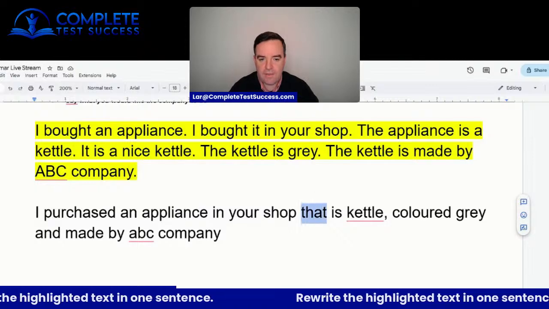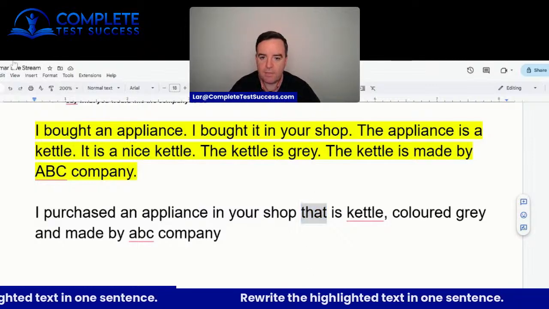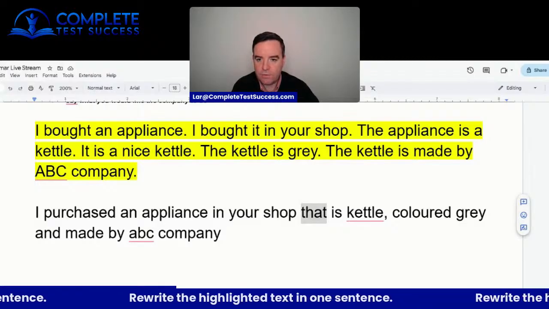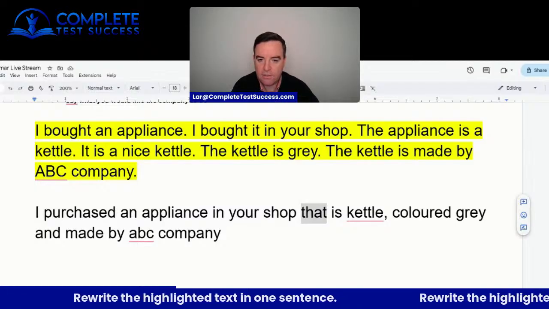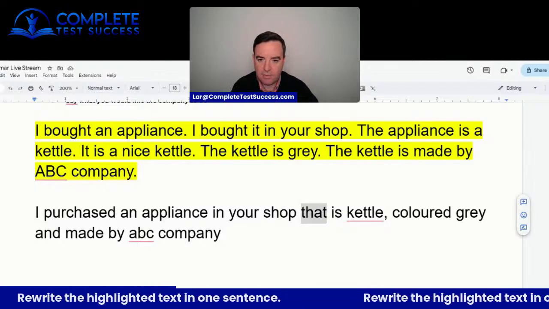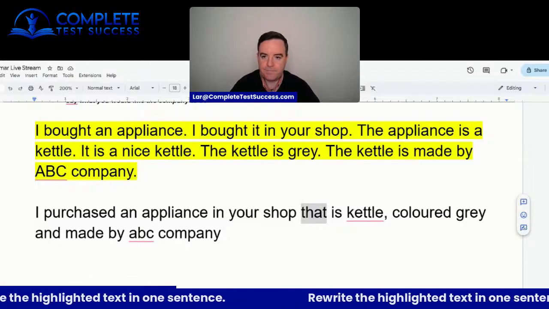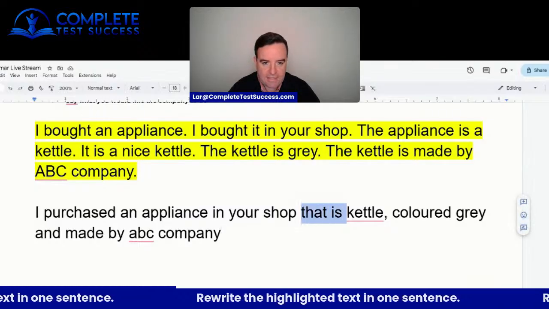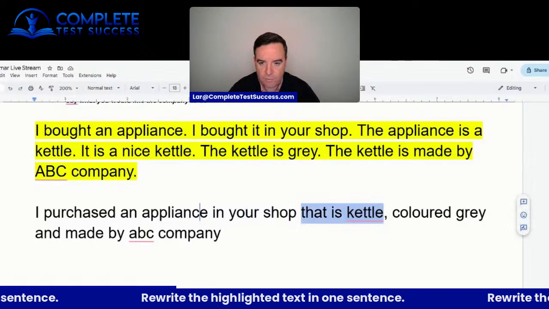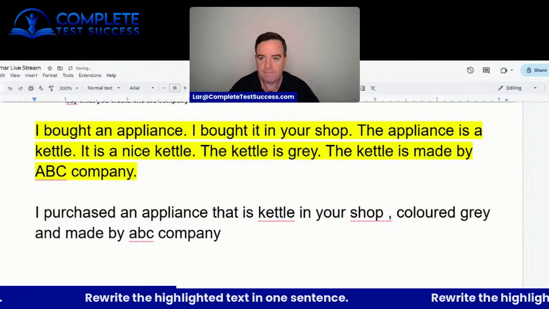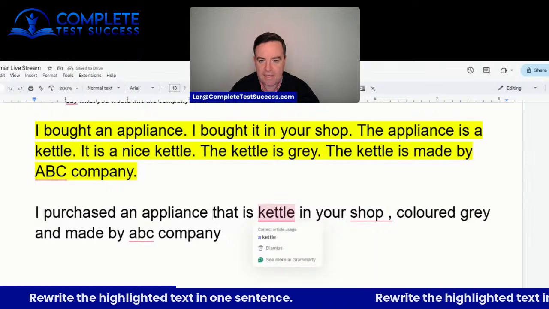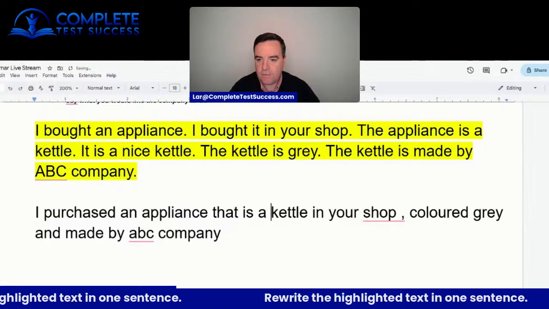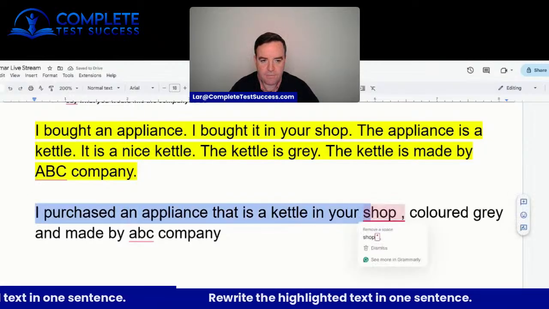When you put the word that here, what you're talking about is whatever's next to the word that. You've put that next to the word shop. So when you say in your shop that is a kettle, you're saying that the shop is a kettle, not that the appliance is a kettle. So if we want that to be accurate, that is a kettle needs to be next to the word appliance because you're describing an appliance. So I purchased an appliance that is, and it's a kettle. How many kettles? It's one kettle. So that's an article mistake. So I purchased an appliance that is a kettle in your shop.